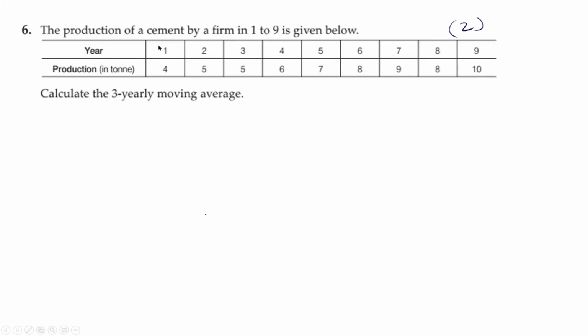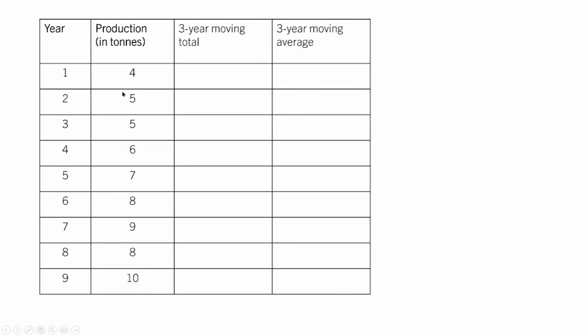So for the years from 1 to 9, the production in tons of cement is given here. So this is the data which is given here. We are asked to calculate the 3-yearly moving average. Now let us draw a table like this. So we have year and then production in tons, and the data which is given in the question is written here. Then we have the next column which is 3-year moving total, and then we have 3-year moving average.